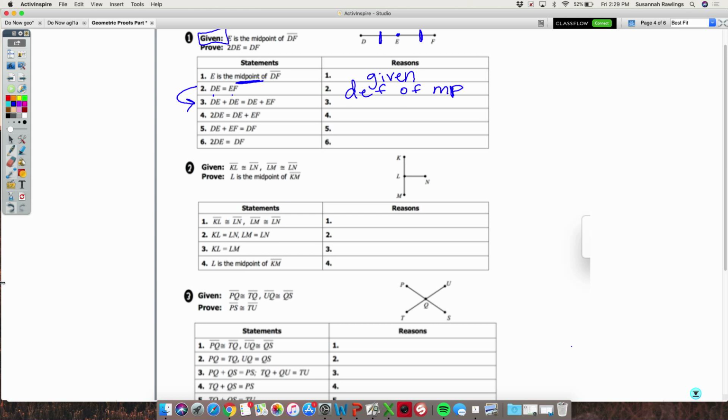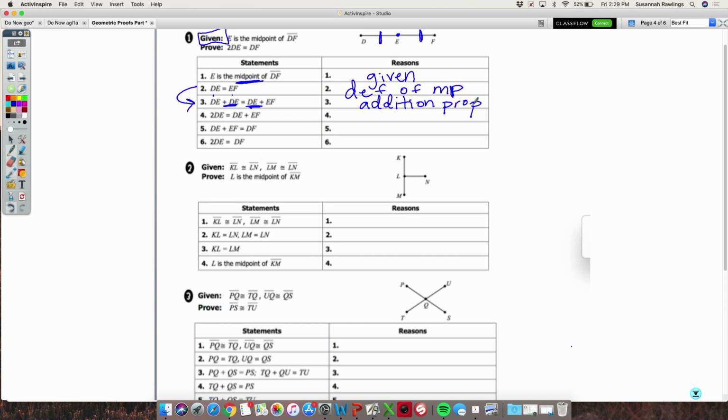The plus sign, and then we added what to each side? We added DE to both sides. Do we see that? That wasn't there before, so they've added something to both sides. What is that called when they add to both sides? Addition property. Mark that off of your word bank. One of the best things to use for proof would be process of elimination.